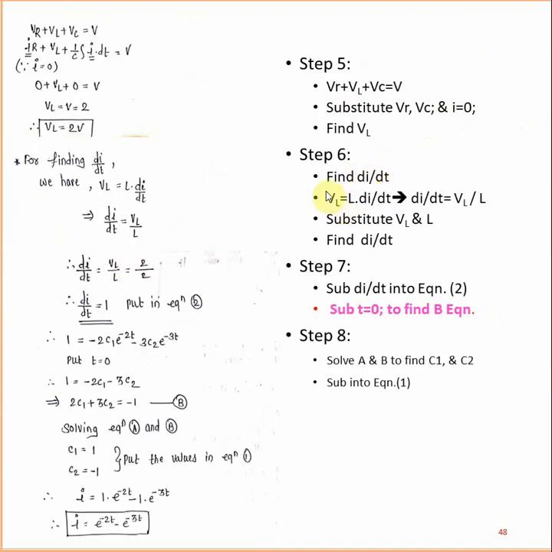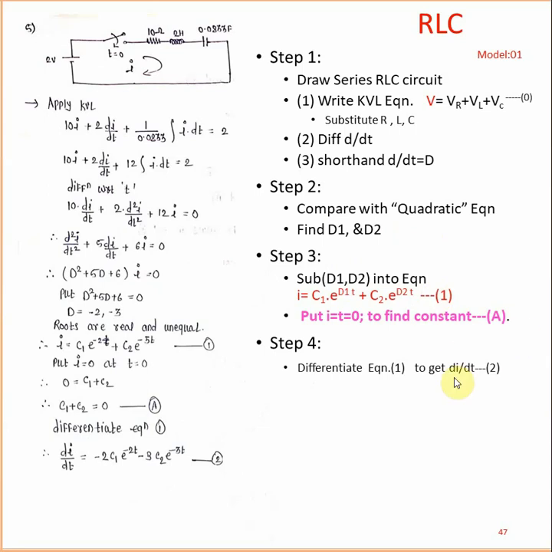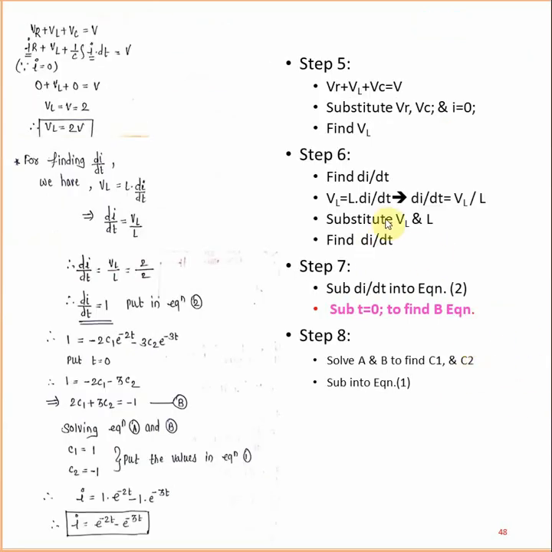How to find out di by dt? VL is equal to L dot di by dt, so di by dt is VL divided by L. Then substitute the VL and L values to find di by dt. Substitute the di by dt into equation number 2, and substitute t is equal to 0.